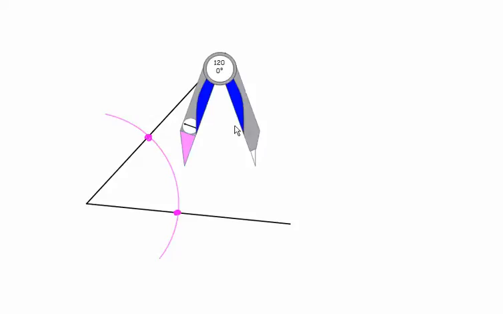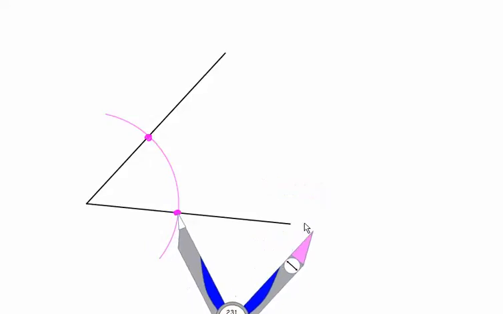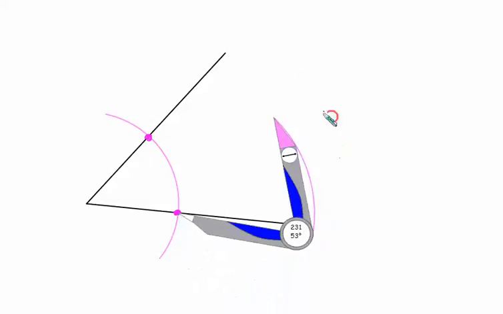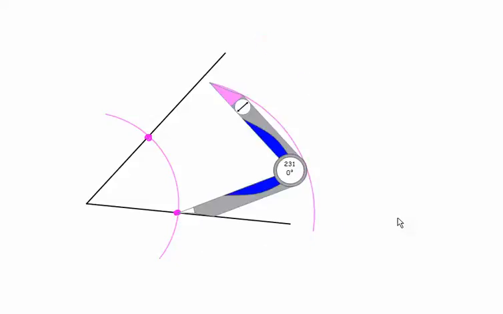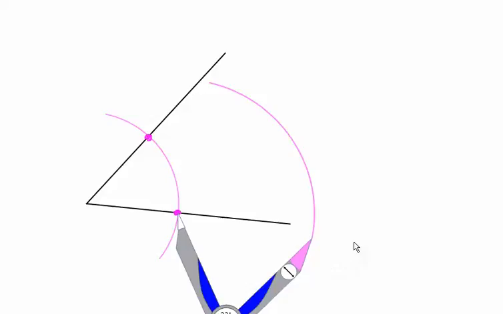Take our compass and put the point of the compass at one of those points. Try to be right at the point. Then we're going to make the compass a certain size, but don't change it at this point. We're then going to make an arc that goes towards the inner portion of the angle. And you see it right there. Now, keeping the compass the same size, that's the key.